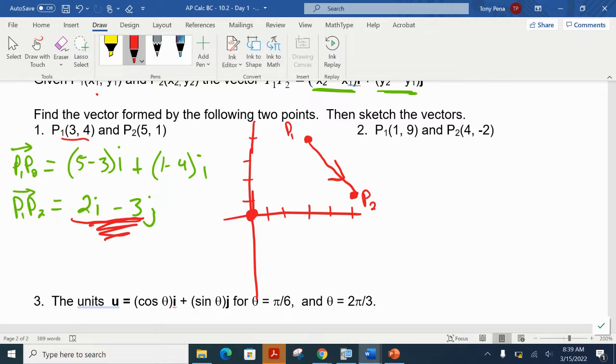My horizontal changes 2, so right 2, and then I'm going to go down 3. So 1, 2, 3. So then that point is down here. We're going to connect those. And then hopefully yours is a little better than mine.